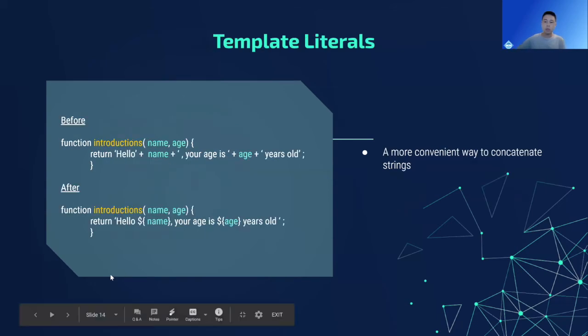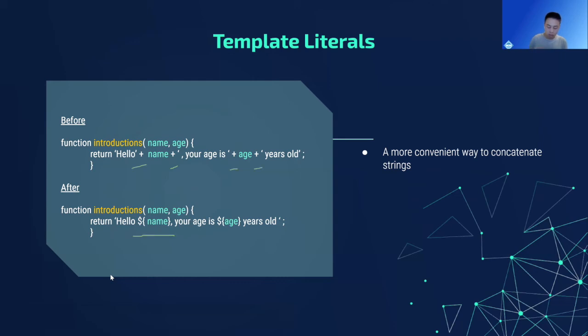So template literals. They're just a more convenient way of concatenating strings of text. When you have long text over here, such as hello, blank, your name is blank, years old, and you don't want to use these plus signs over and over again, you could just have a dollar sign and brackets, and that's just much simpler to have your text with your variables in between them without having much more work to do.